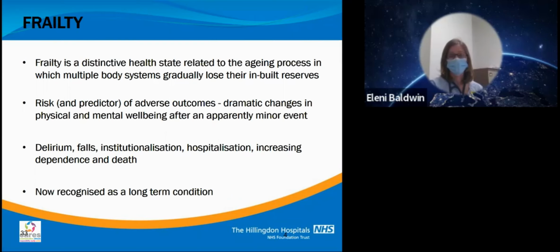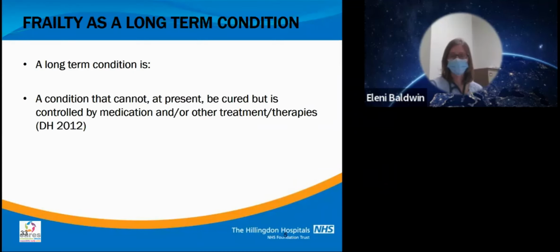So the main risks that we talk about are delirium, falls, institutionalization, hospitalization, dependence, and death. So I think you can see from slide number 14 that frailty is a risk and also a predictor for death. It is now recognized as a long-term condition, and I'll show you the Department of Health definition of a long-term condition. It's a condition that can't be cured, but it can be controlled.